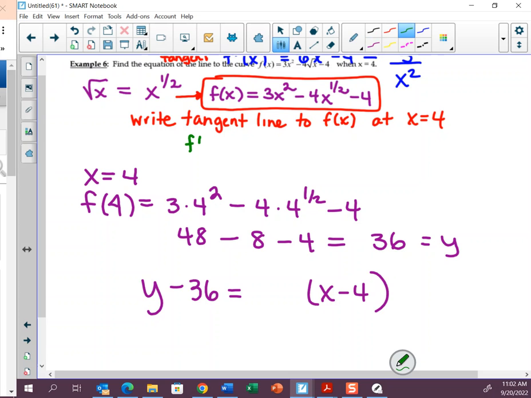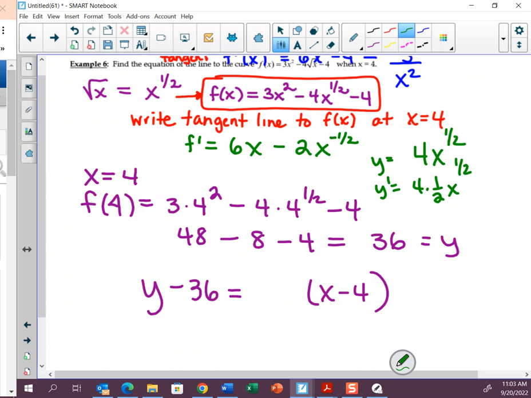Calculus part. Derivative function. 6x. Now here's the tough part. Minus 2x to the negative 1/2. Yeah? No? Everyone okay? 1/2 minus 1 makes a negative 1/2. So when I did my power rule on 4x to the 1/2, my derivative is 4 times 1/2 times x to the 1/2 minus 1. 1/2 minus 1 is negative 1/2. 4 times 1/2 is 2.